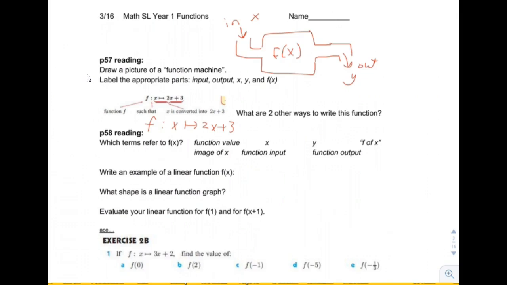What are two other ways to write this function? So one of them is y equals 2x plus 3. That one you've seen quite a bit. And the other one is f of x equals 2x plus 3.